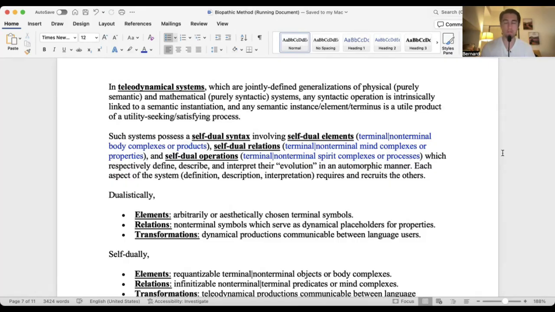So there's two senses of mechanical here, which we will also, in the physical sense, let's just get this out of the way. In the physical sense, mechanical means linear causal. Okay. In a mathematical sense, it means derivational. It's a proof theoretic notion of mechanical. All right. So, as we mentioned, self-dual elements are the definitional level of syntax. Self-dual relations are the descriptive level of syntax, and self-dual operations are the interpretative level of syntax, which co-evolve in an automorphic manner, meaning each aspect or phase of the system, definition, description, and interpretation, requires and recruits the others, rather than being disjoint from each other.